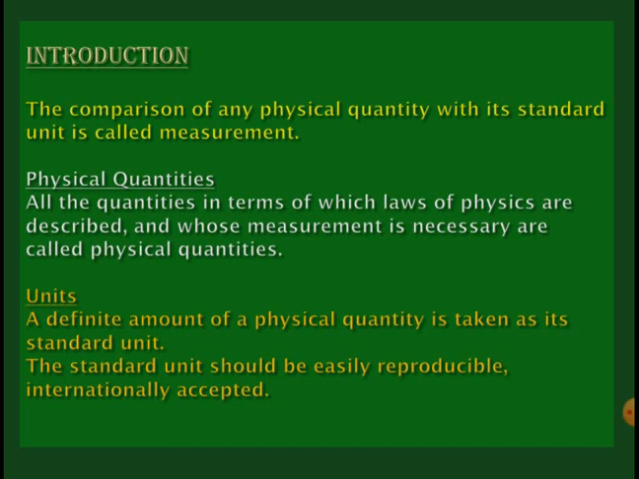Those measurable quantities are known as physical quantities. Now units, as I have said, a definite amount of physical quantity is taken as the standard unit. This definite amount of that particular physical quantity is taken as a standard unit, and for defining this standard unit we will come later on. And this standard unit, as it is standard, will be the same throughout the world.